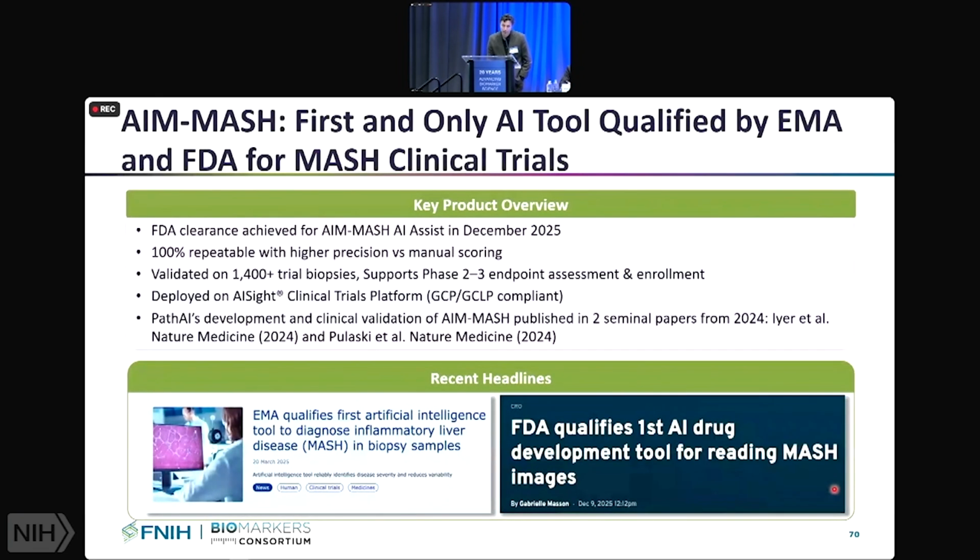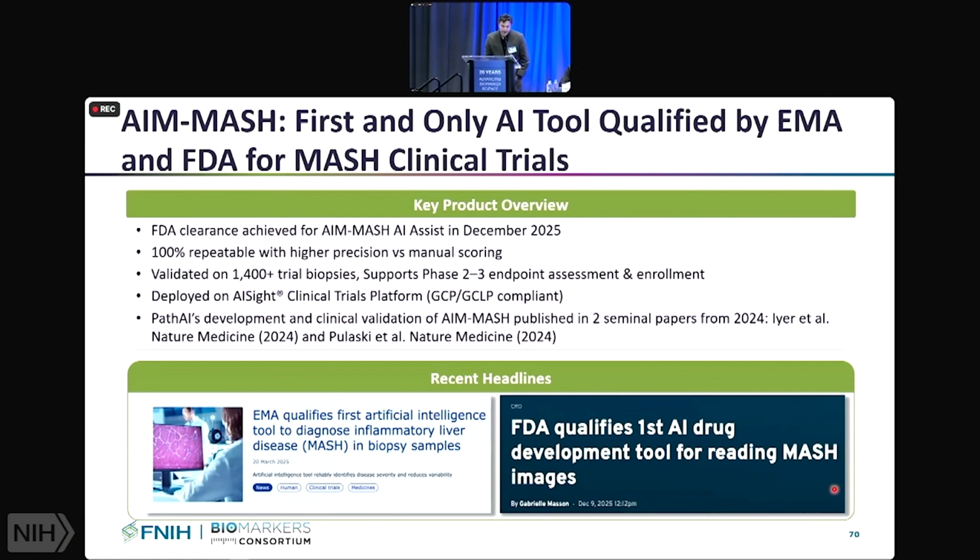And to give you a couple of recent examples, so for the past 5 or 6 years, we've been working on a tool. Initially, we worked on it so long that the disease even changed names during the course that we were working on this. So this was submitted to the Biomarker Qualification Program as our AIM-NASH tool. It's now AIM-MASH, which is the first and only AI tool qualified by both the EMA and the FDA for assisting pathologists for enrolling MASH clinical trials, as well as scoring histologic endpoints.